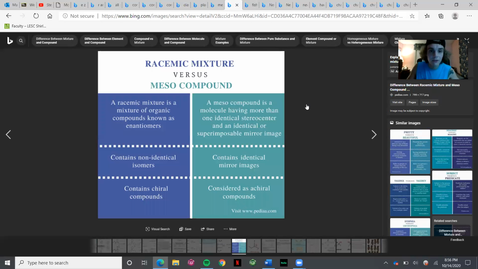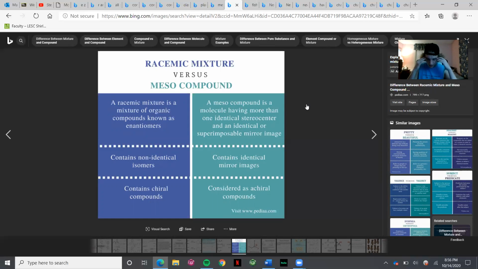So moving on, racemic versus meso compounds. A lot of people mix up these two terms because they like to think, oh, racemic, meso, they're the same thing. Not really though. Just because you can put a line of symmetry there doesn't mean that it's racemic or meso. The thing between racemic and meso is that meso compounds contain identical mirror images, and racemic contain non-identical mirror images.